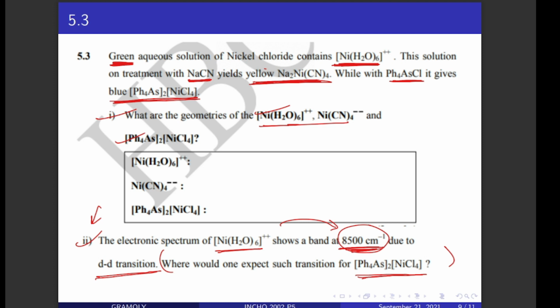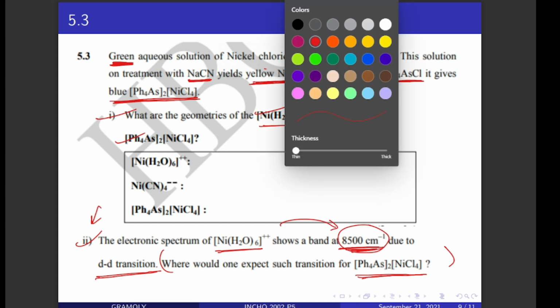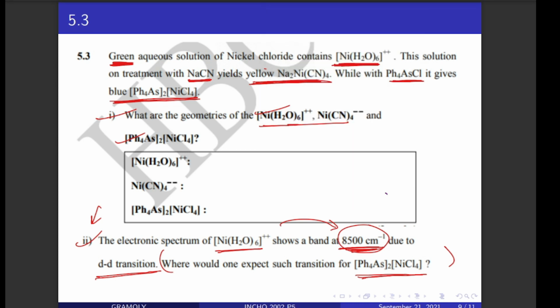So we can do it in two ways. One is to proceed technically, or else we can proceed via a street smart method. What do you mean by this? As I told, we can go via the colors. The color would be very important in solving this question easily. As you can see, there is this green color which corresponds to [Ni(H2O)6]2+, and this blue color corresponds to this particular complex.